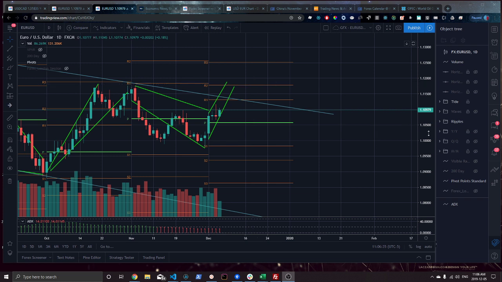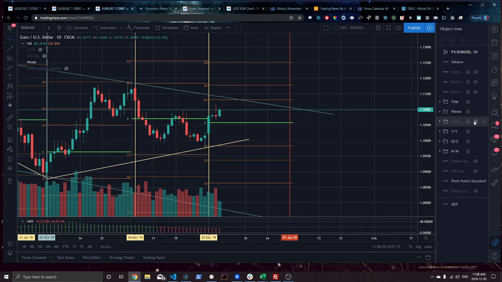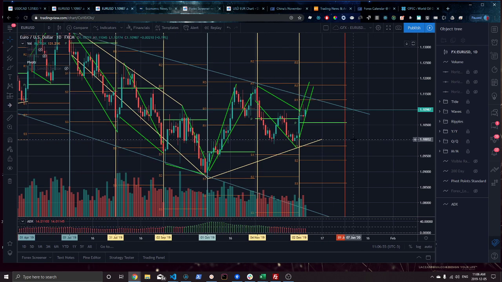So the other day, we went over our time frames. We did year over year, quarter over quarter, month over month. We plotted our tides. We plotted our waves and our ripples. That's some Dow theory for you.